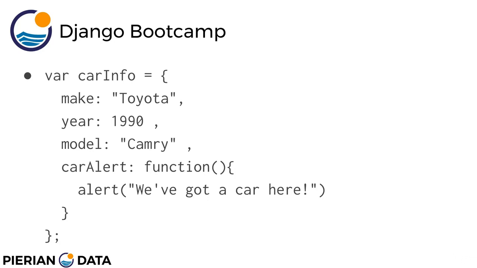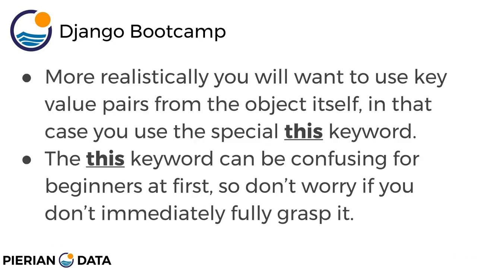And then we can actually call that method off of the car info object, meaning we can call methods off objects, and they essentially act as functions inside of an object. Now, more realistically, what you're going to want to do is use key value pairs from the object itself, and in that case, you're going to need to use the special this keyword. The this keyword can be confusing for beginners at first, so don't worry if you don't immediately fully grasp it. We're going to be seeing it when we talk about jQuery.